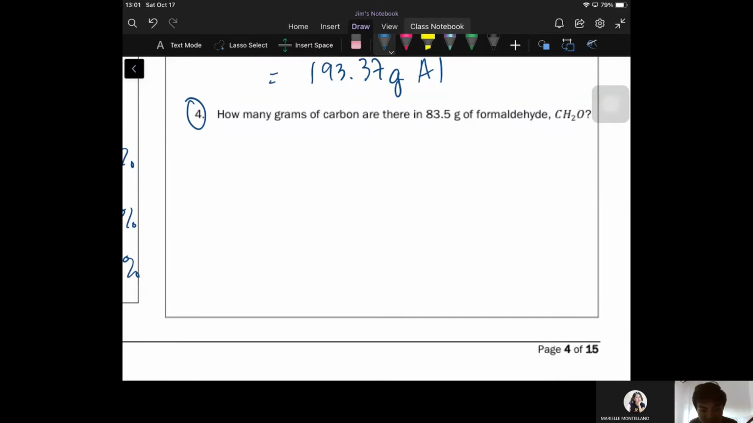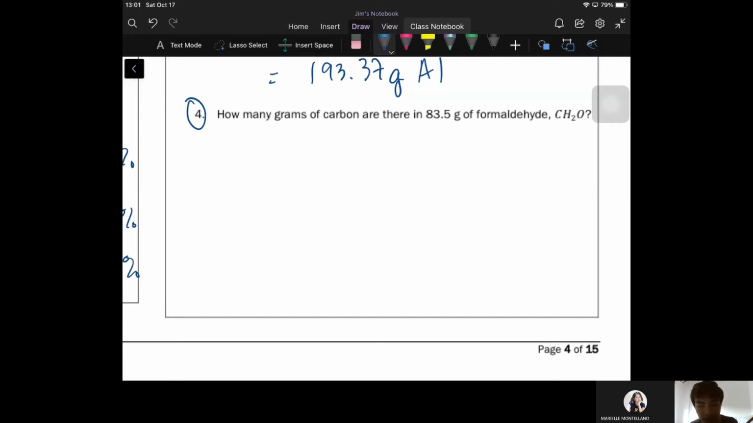Okay, so try natin sagutan yung mga iniwan kong activities sa inyo last time. Sabi ko sa inyo last time, solve nyo yung mga certain items with regards to percent composition, pati empirical formula. So try natin to number 4. How many grams of carbon are there in 83.5 grams of formaldehyde?